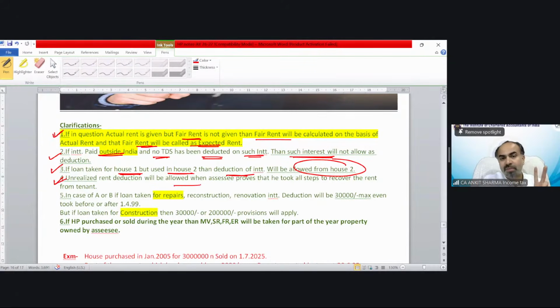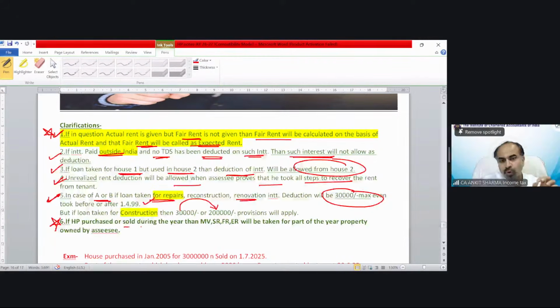Unrealized rent deduction will be allowed when the assessee proves that he took all steps to recover the rent from the tenant. In case of A or B, that means self-occupied case, if a loan is taken for repair, reconstruction, renovation, we have already discussed this clarification, the deduction is maximum 30,000, even if taken before 1.4.99 or after. But if for construction, then 30,000 could be up to 2 lakh rupees, depending upon two conditions we have gone through. This is also very important. So I am marking these two notes as very, very important.